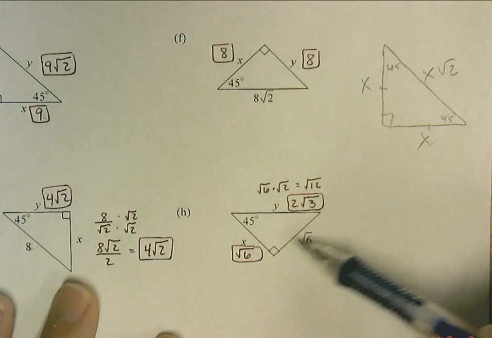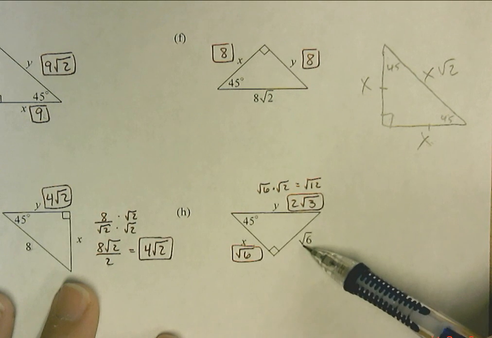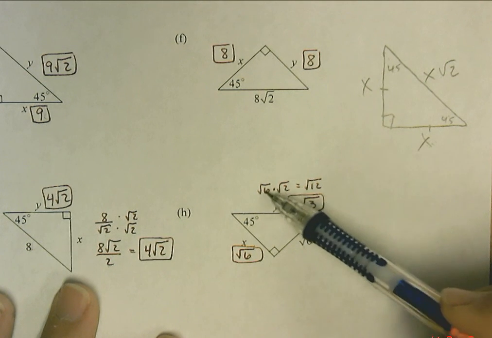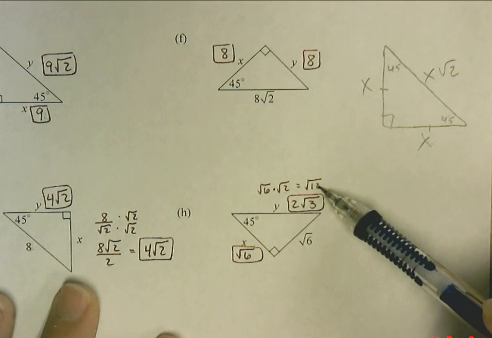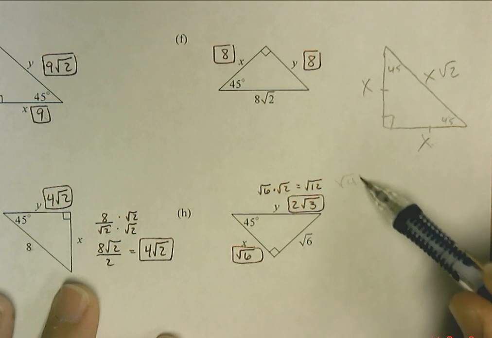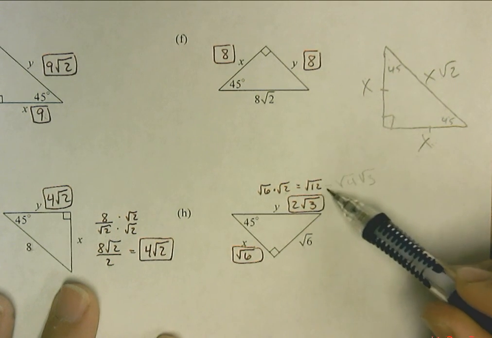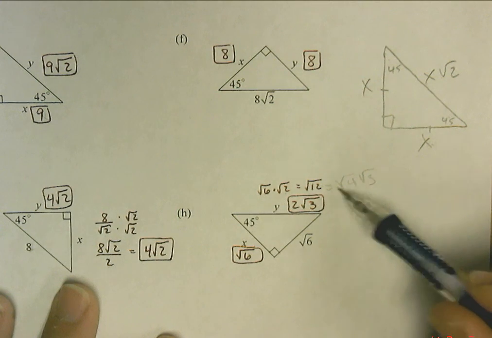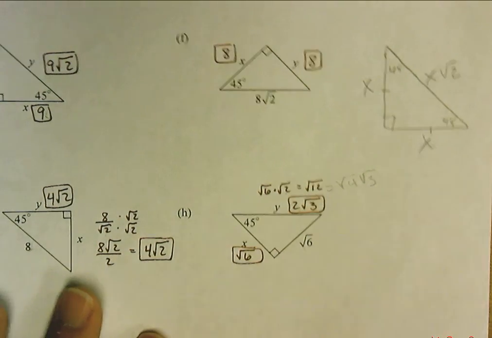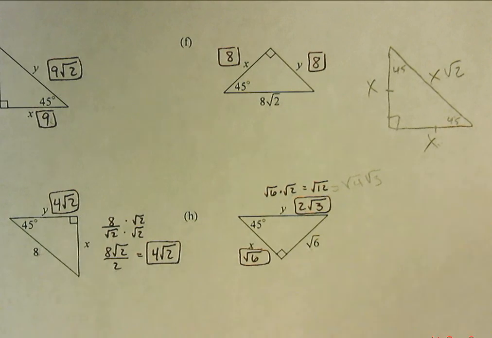These two small sides are the same. I must multiply by the square root of 2 to get to the big side. So that gives me square root of 12. Square root of 12 is the square root of 4 times the square root of 3. And that square root of 4 gives me 2 square root of 3.